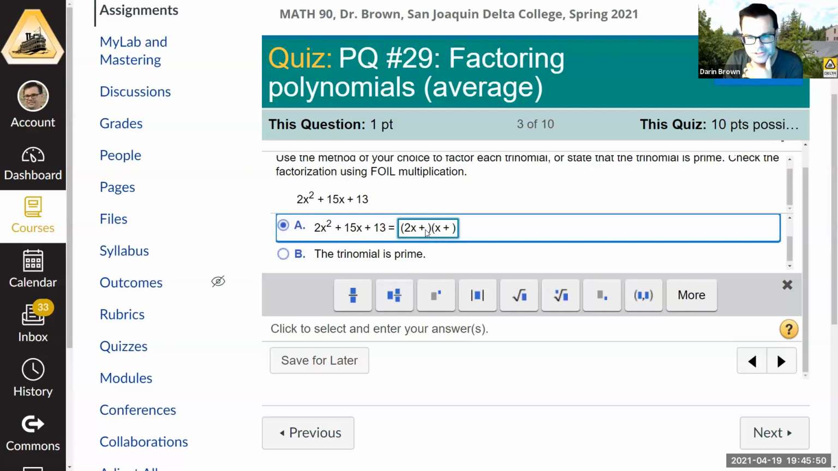1 and 13 is going to give us 26 and 1. So that can't possibly be right. So the only possible thing that's going to work is if it's 13 and 1. And if you FOIL this out, you do get 13x and 2x, which exactly makes 15x. So we luck out here. So this one, we can use guess and check to see it's 2x plus 13 and x plus 1.